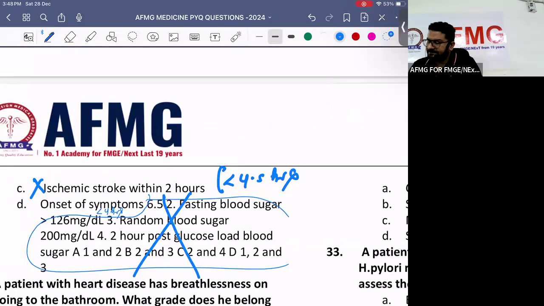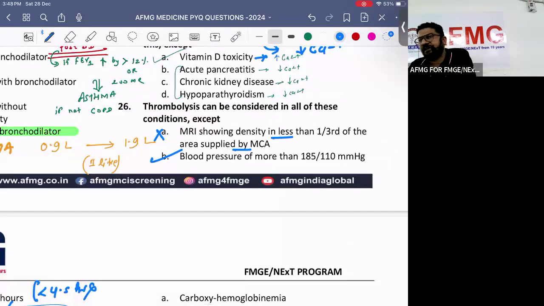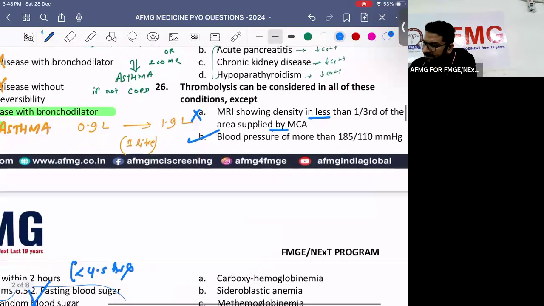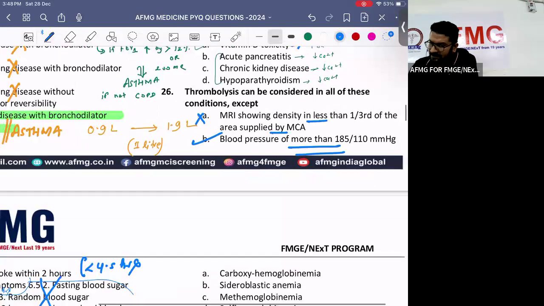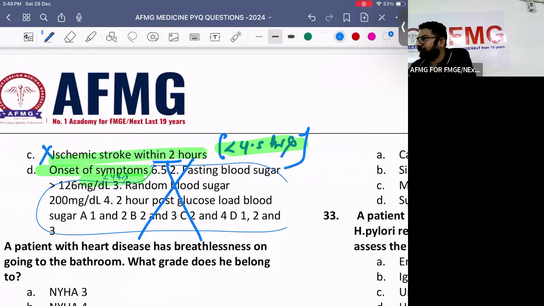So MRI is having density less than 1/3. So here we can do thrombolysis, right? Then you can see BP. BP, if it is more in this, thrombolysis avoided. So thrombolysis we will do whenever BP is less than this. So that's my answer will be B. अगर पेशेंट देखो ischemic stroke within 2 hours है या symptom onset is within 4 hours, तो अगेन दोनों क्या है, 4.5 घंटे के अंदर है. तो both are in the window period, so we can do thrombolysis.